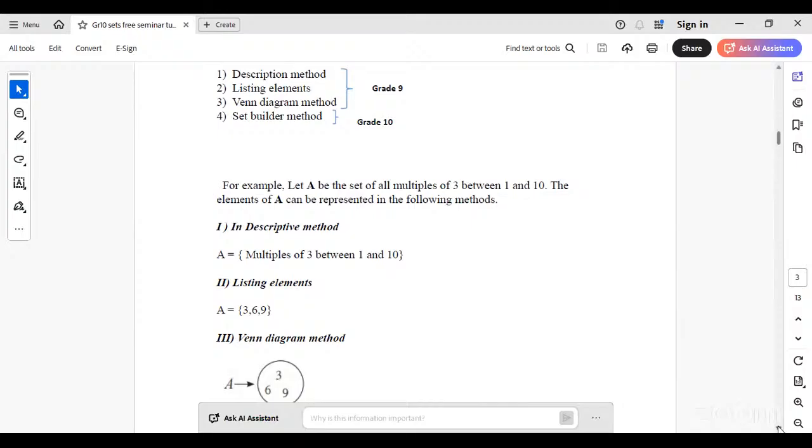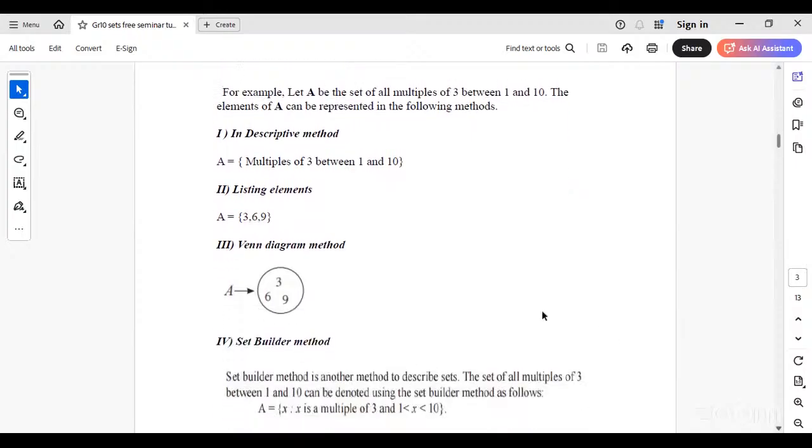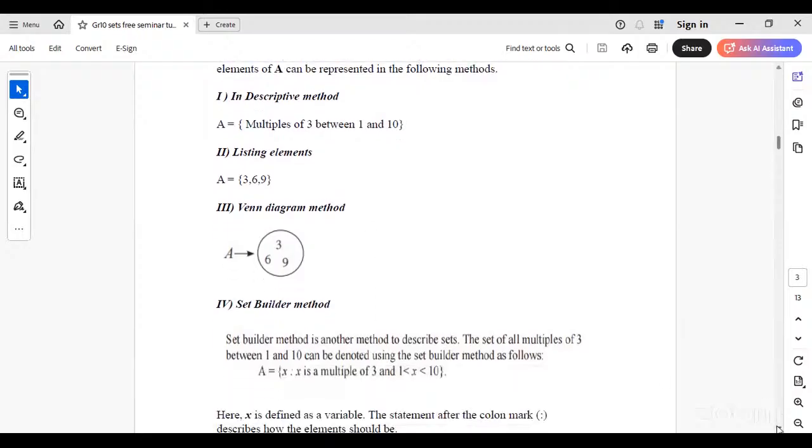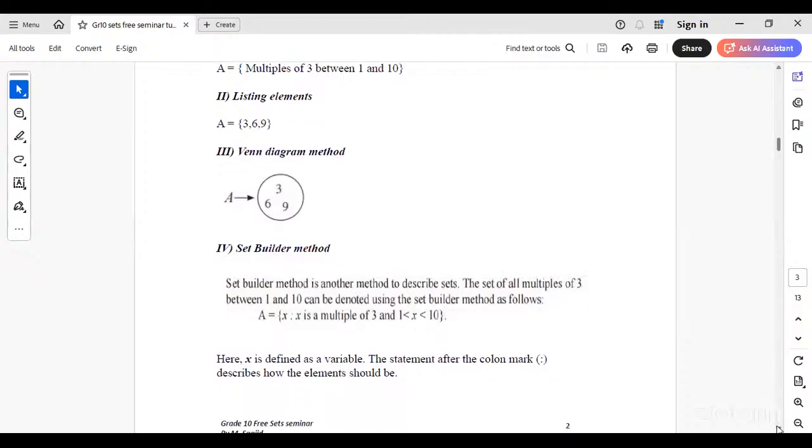Number 3 is the Venn diagram method. You draw a Venn diagram and you denote these three elements inside it: A equals 3, 6, 9 inside this circle. This is the Venn diagram that you will draw. These three you started in grade 9, and the fourth one is the set builder method. That is what we are going to study in grade 10.